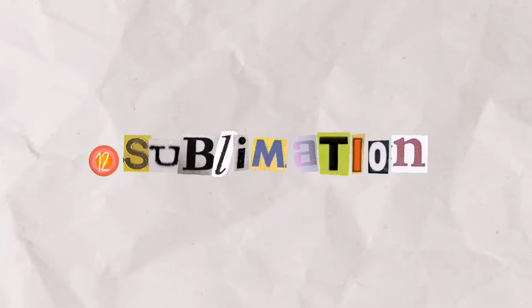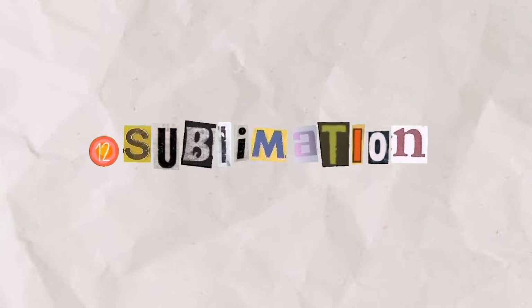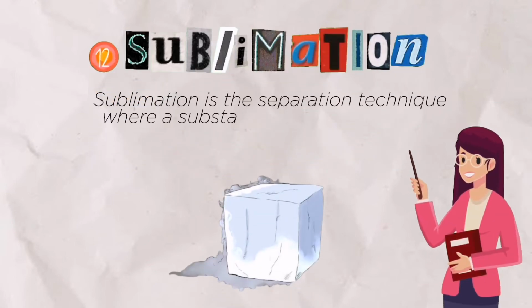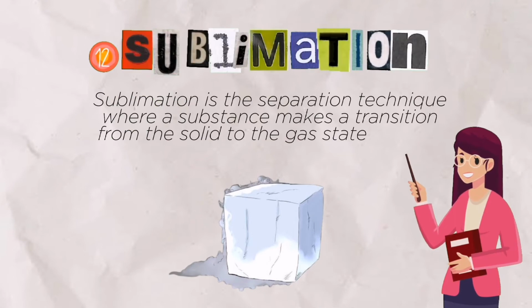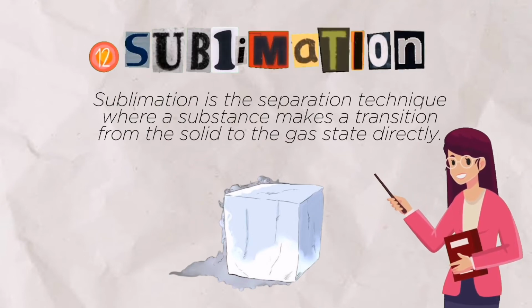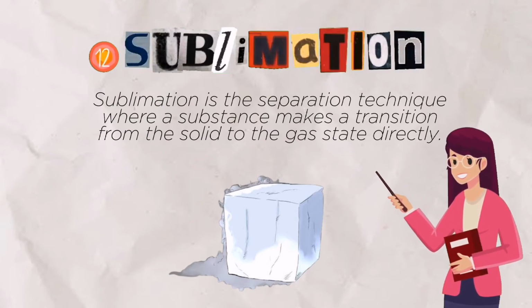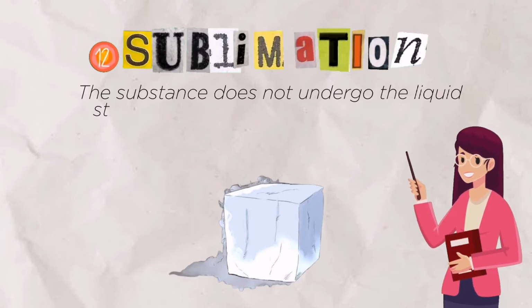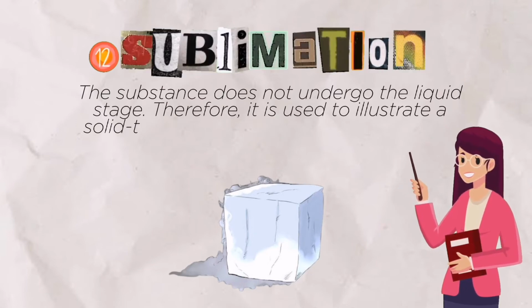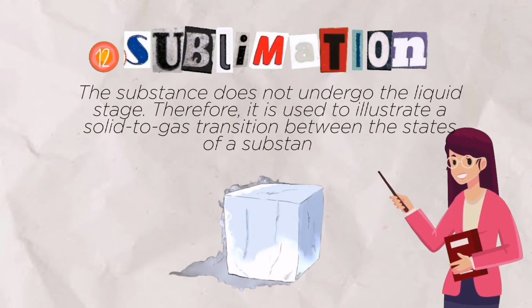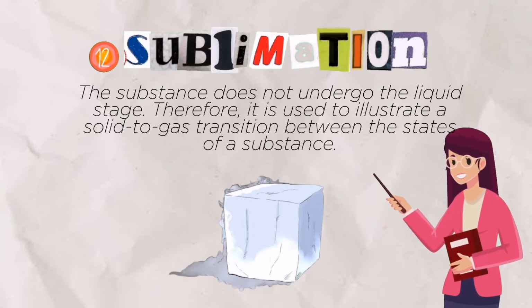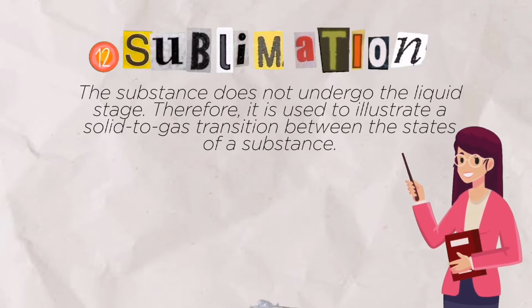Our next separation technique is sublimation. Sublimation is the separation technique where a substance makes a transition from the solid to the gas state directly. The substance does not undergo the liquid stage, therefore it is used to illustrate a solid to gas transition between the states of a substance.